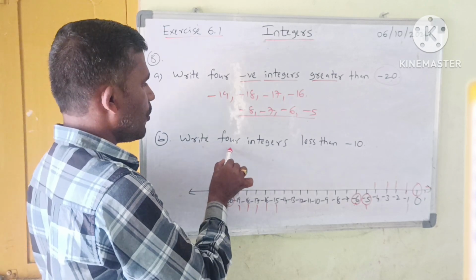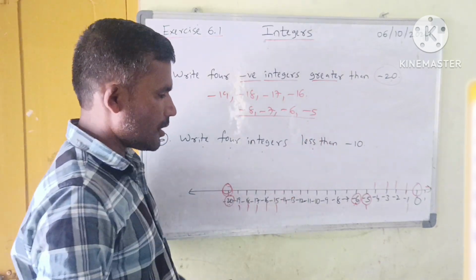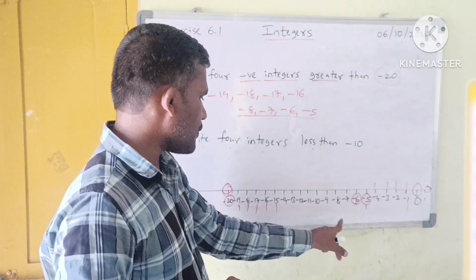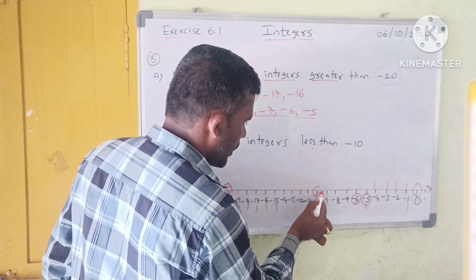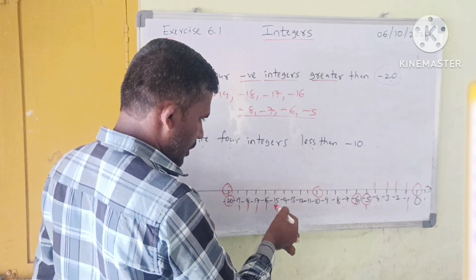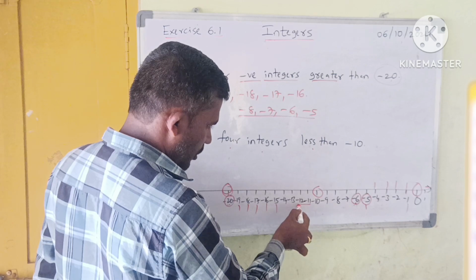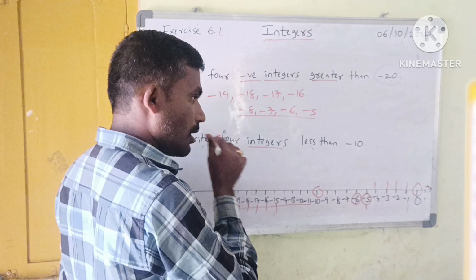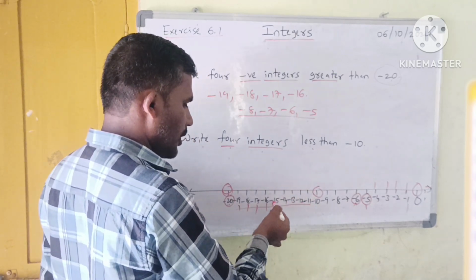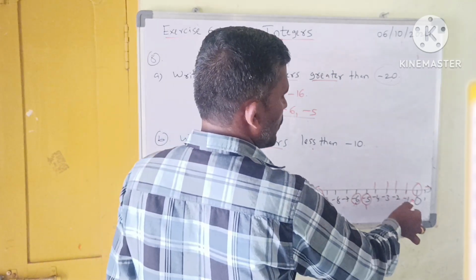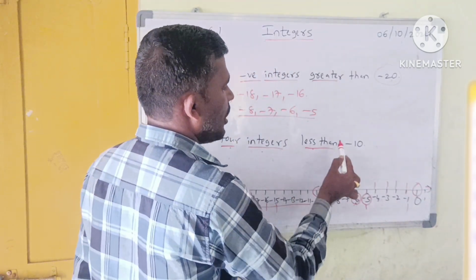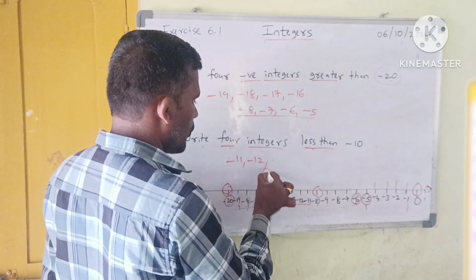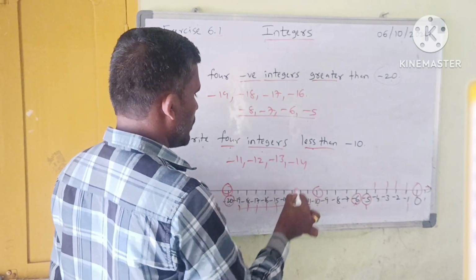Next, write 4 integers less than minus 10. So less than means to the left side of minus 10. Which numbers are to the left side of minus 10? How many are asked? 4 integers only. Since it says less than, we could take negative numbers, not the positive numbers. So to the left side of minus 10, we have minus 11, minus 12, minus 13, minus 14.